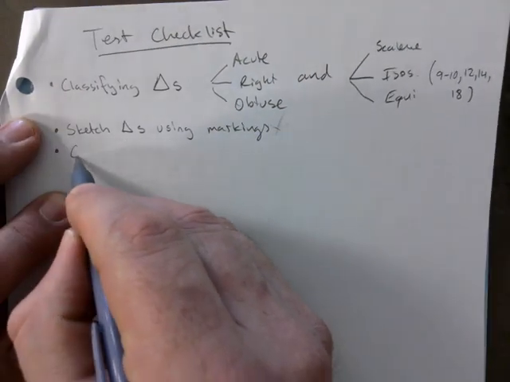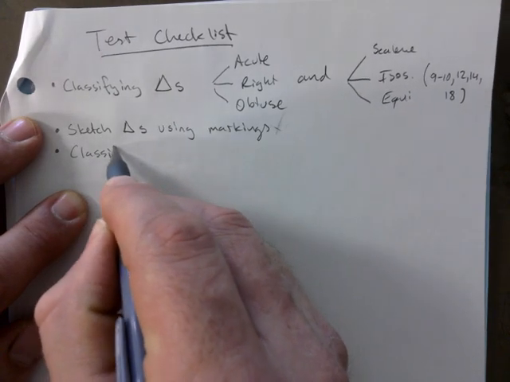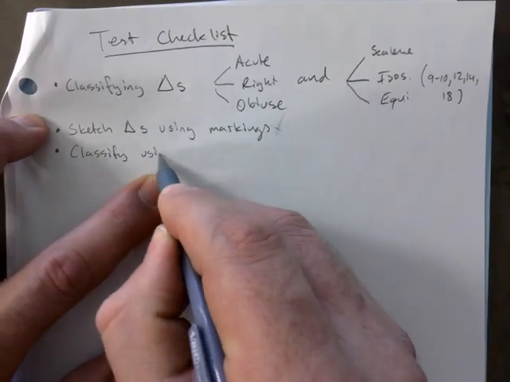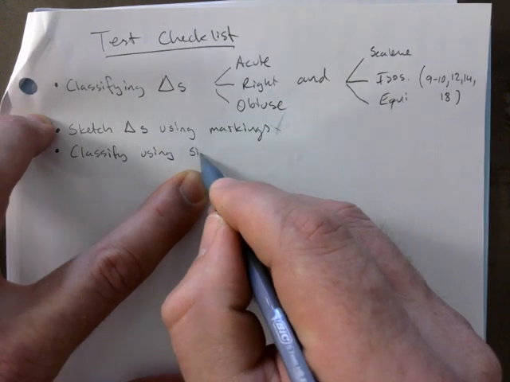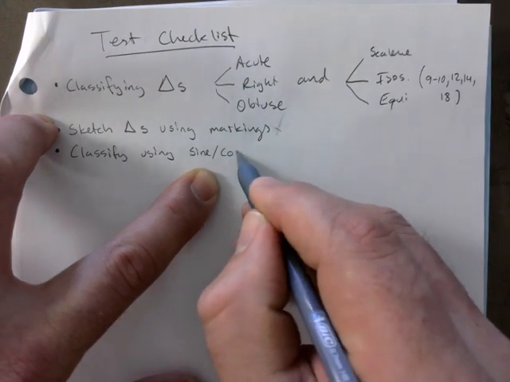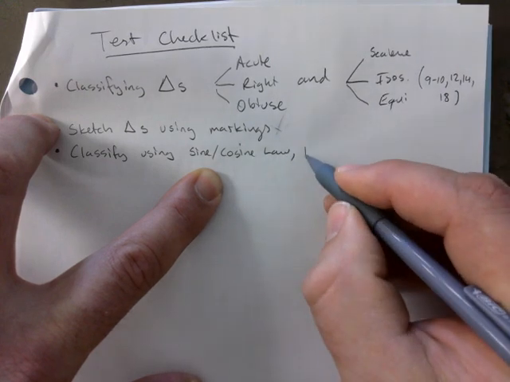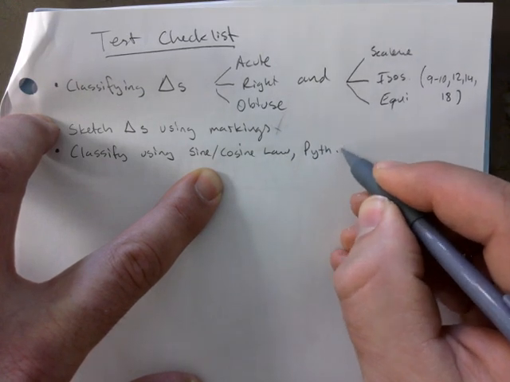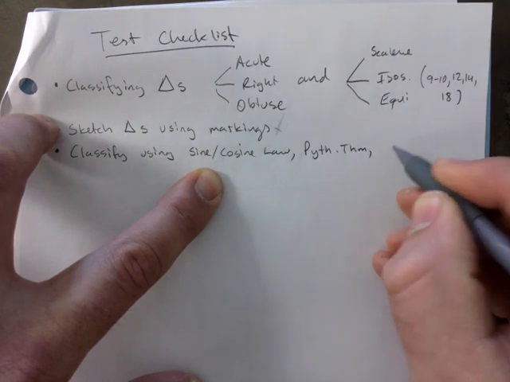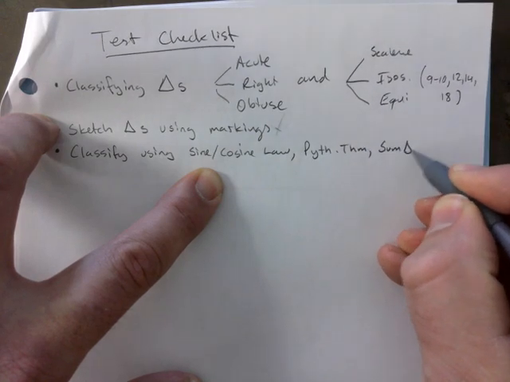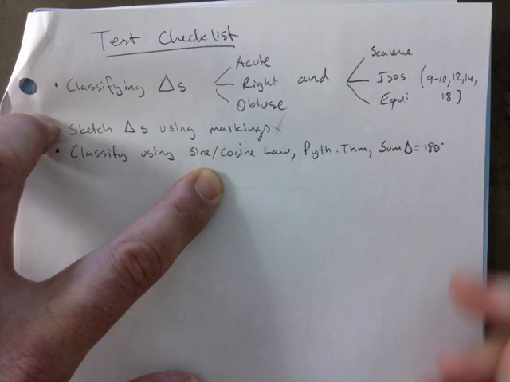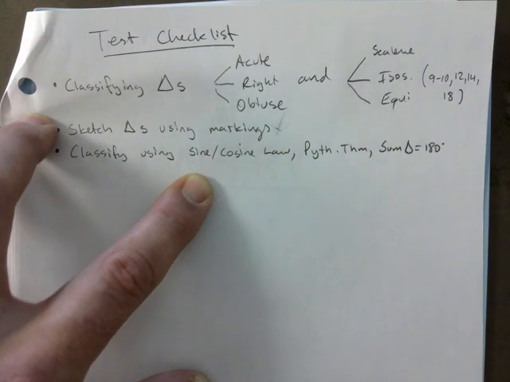You're also going to have to classify doing some work. Classify using sine / cosine law, right? Pythagorean theorem, sum of triangles equal to 180, all of that kind of stuff.